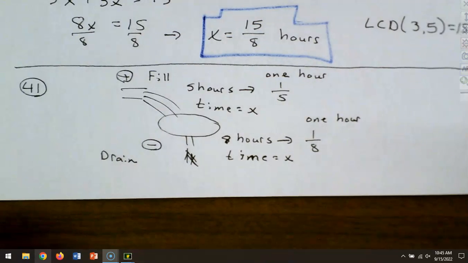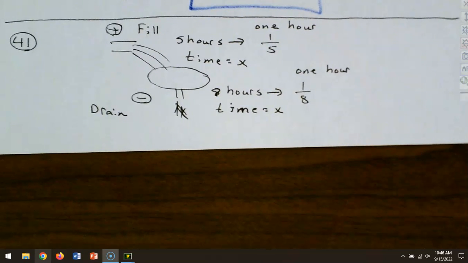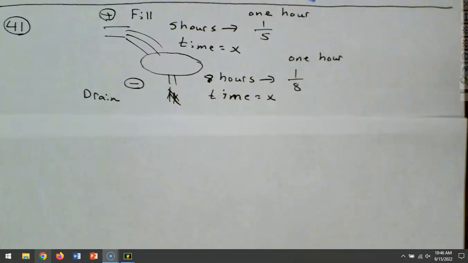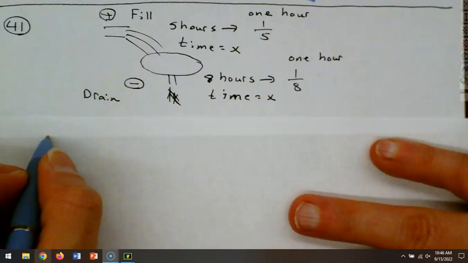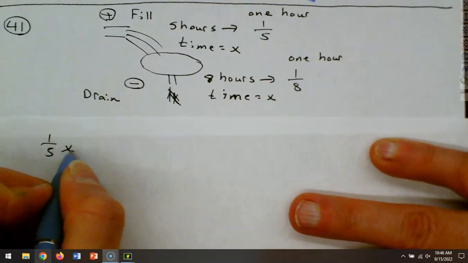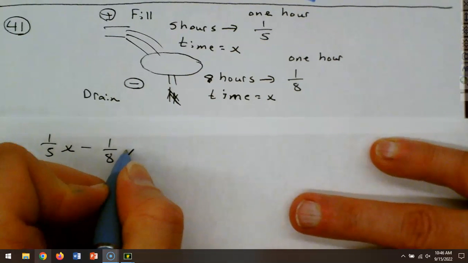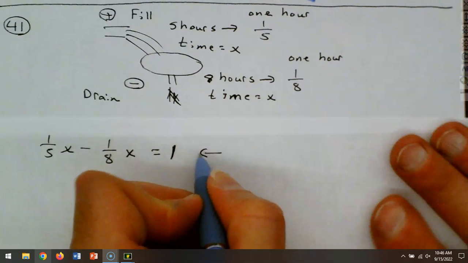Now, we are going to put these together, but one is positive because we're filling. The other one is negative because we are draining. So when we write up our equation, what is our equation going to look like? Well, it's going to be 1/5 x, right, minus 1/8 x because you're draining it out, and it's going to equal 1. Always equals 1.